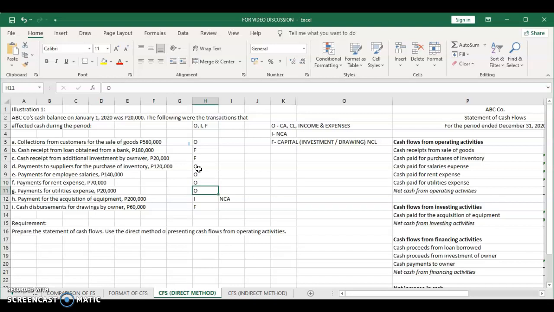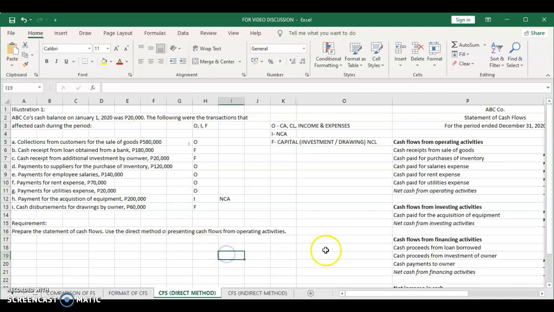And payment for the acquisition of the equipment. Equipment is part of the NCA, non-current asset, so that is investing. And last, cash disbursements for drawings by the owner, so that is financing. As you can see here, we have already the clue. So, let us now prepare the statement of cash flows using the direct method.